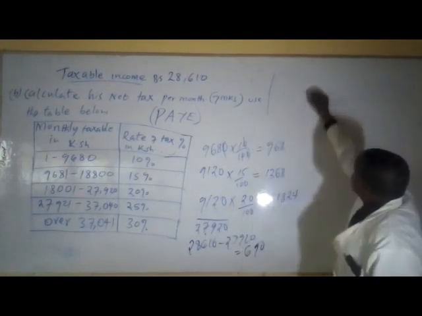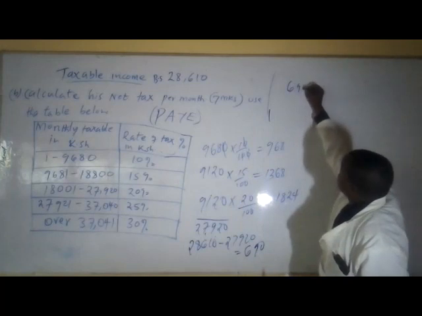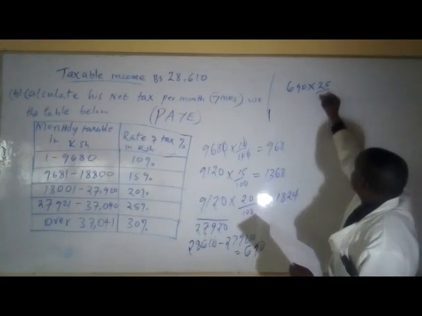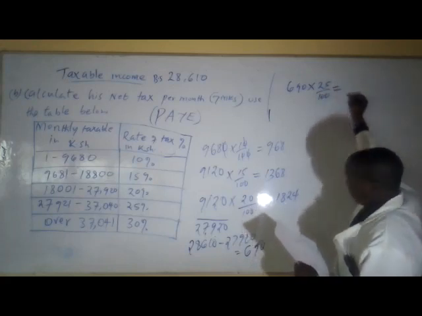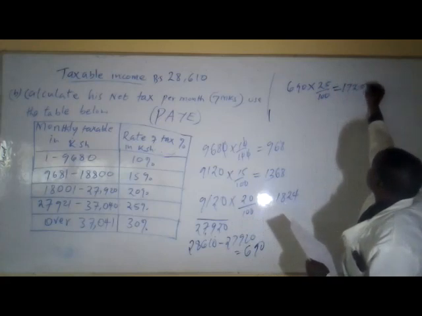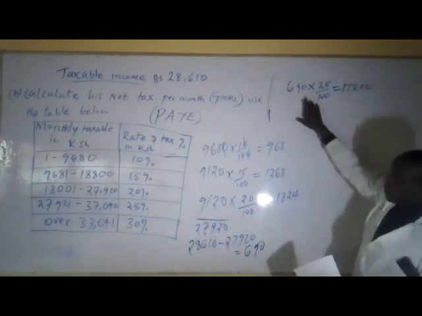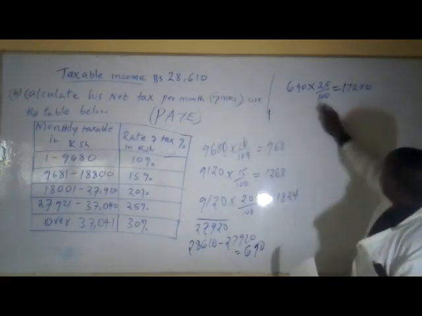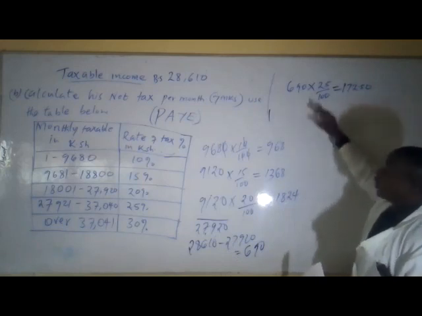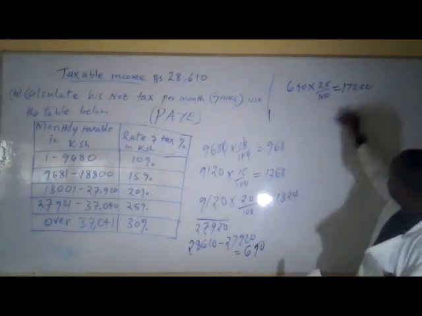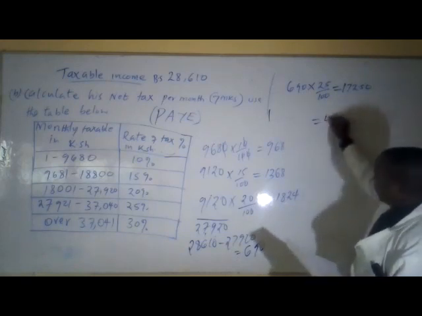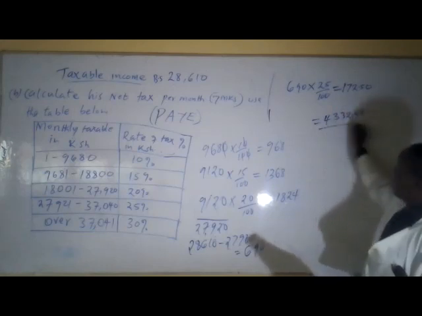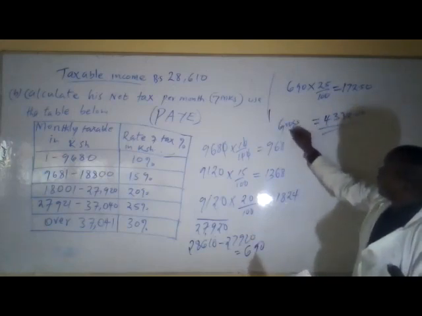So we say 690 times 25 divided by 100. This will give us 172.50 cents. So we have finished. If you add these amounts, it should give us our taxable income. Now what we want to do is add the total tax. If you add everything, we will have 4,332.50. This is our gross tax now.